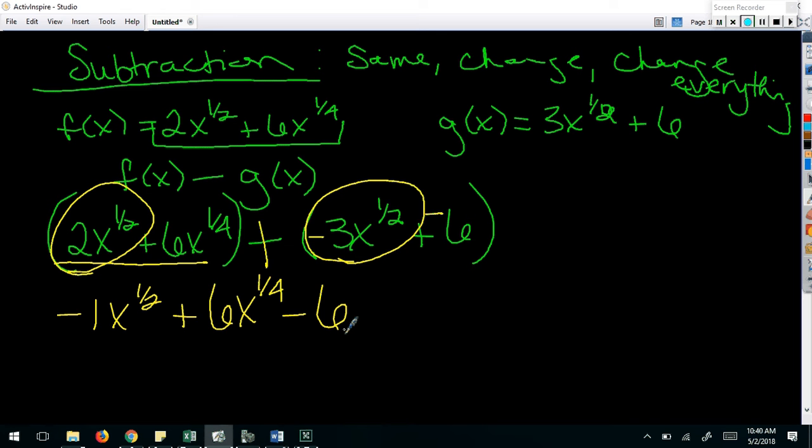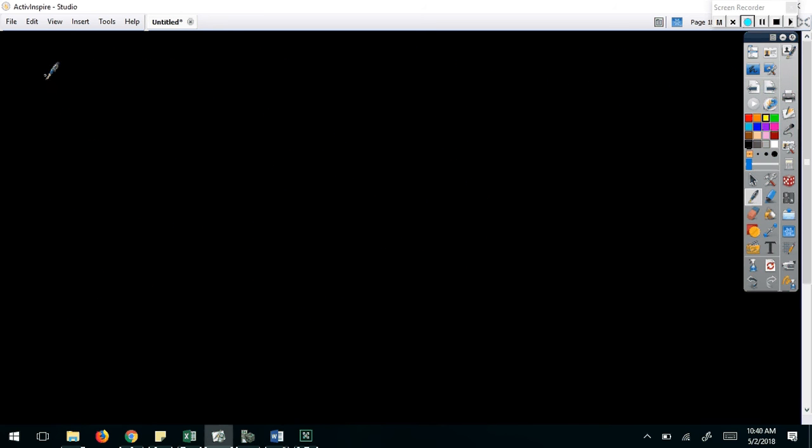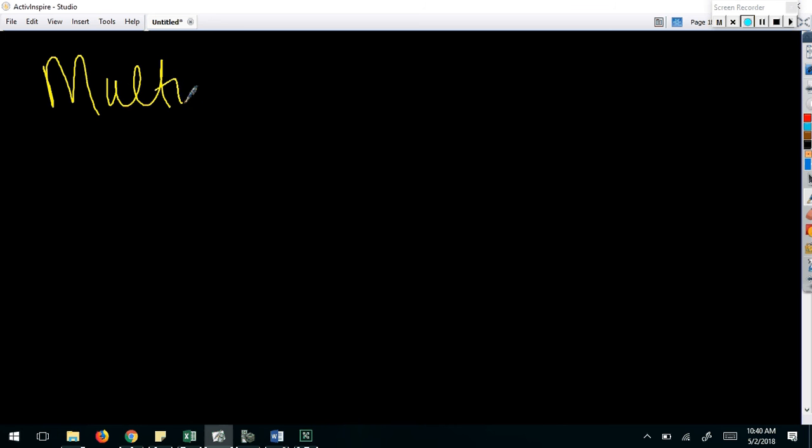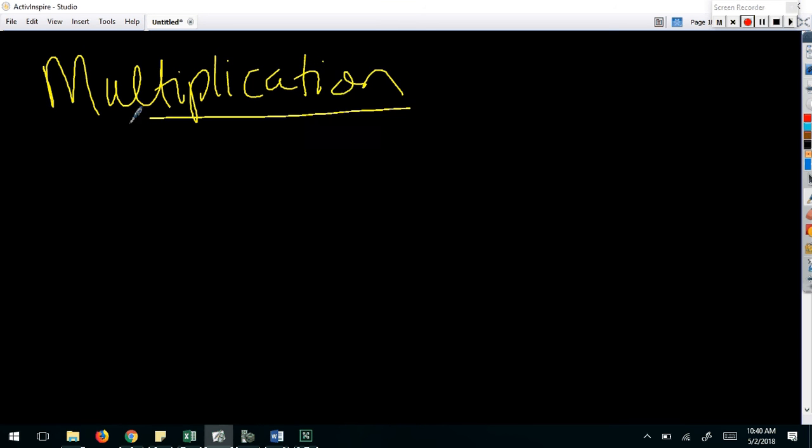All right. Multiplication. Now, just as a review, when we add like terms, we combine the coefficients and leave the exponent alone, right? But when we multiply, we have to multiply the coefficients. And what do we do with the exponents? If you're multiplying, you add them.